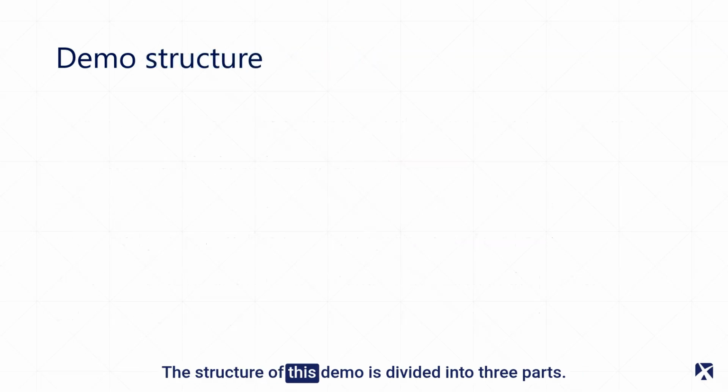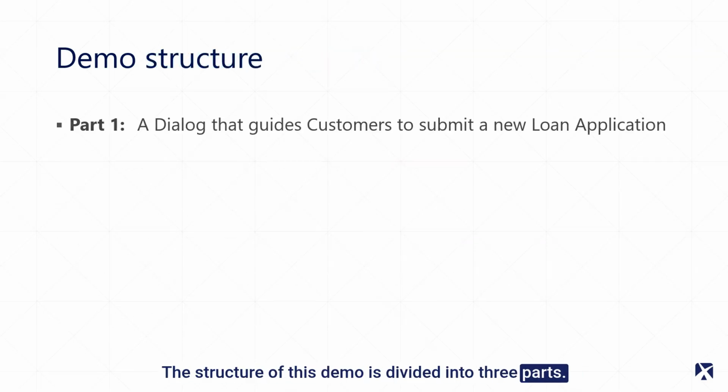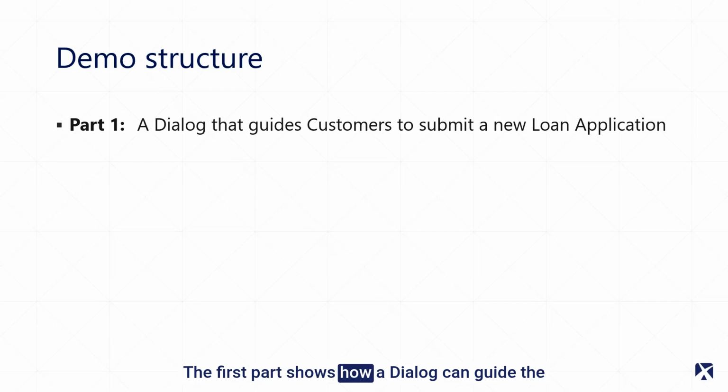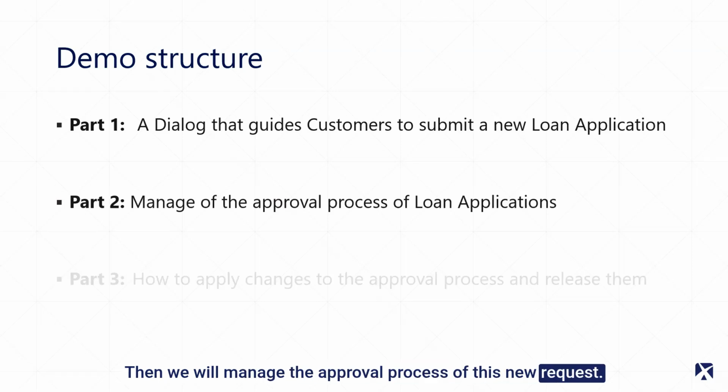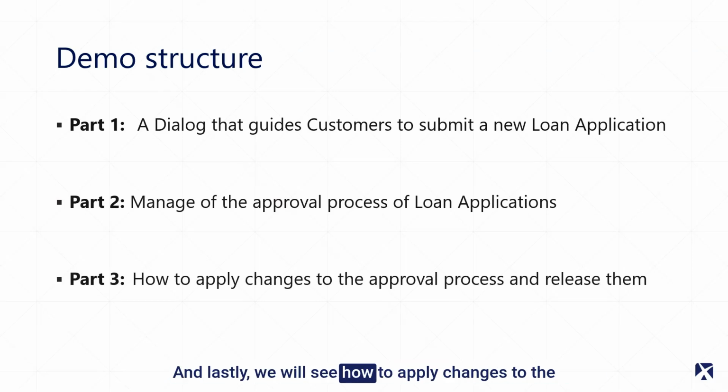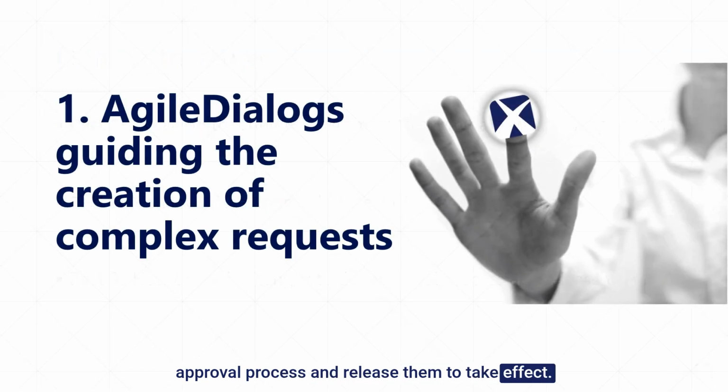The structure of this demo is divided into 3 parts. The first part shows how a dialogue can guide the user when submitting a new loan application. Then we will manage the approval process of this new request. And lastly, we will see how to apply changes to the approval process and release them to take effect.